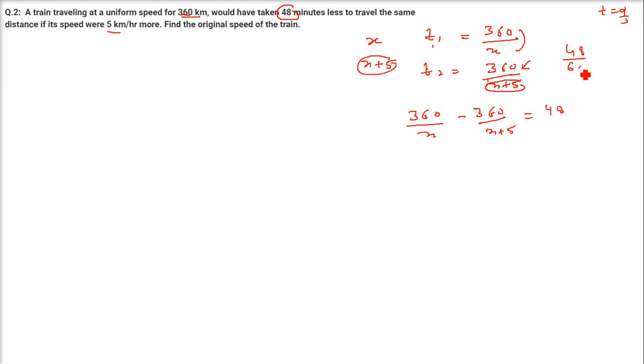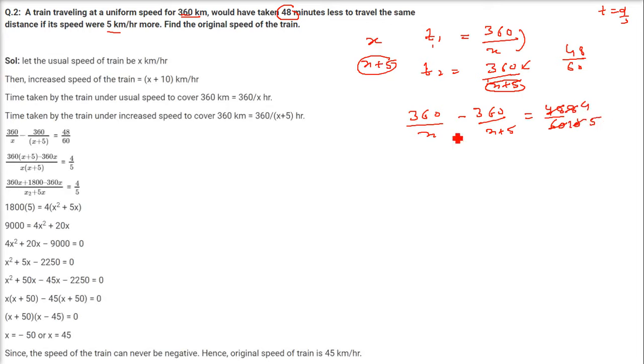48 is in minutes, so we divide it by 60 so it will be in hours. So 6 8s are 48, 6 10s are 60, so it will be 2 4s are 8, 2 5s are 10. It will be 4 by 5. So what do you get? 360, let us take common. 1 by x minus 1 by x plus 5 is equal to 4 by 5.